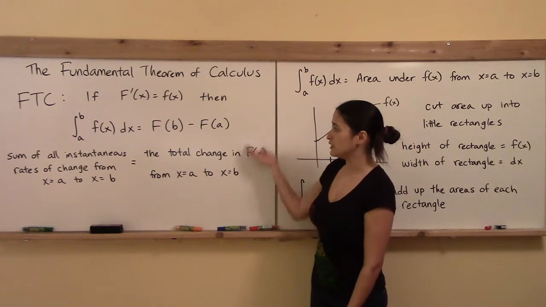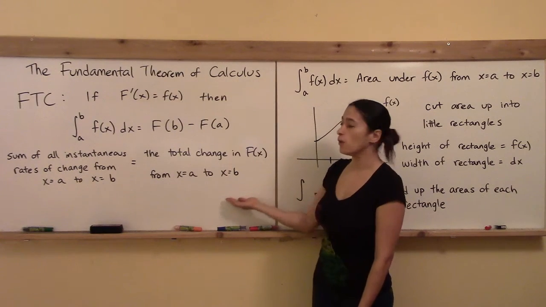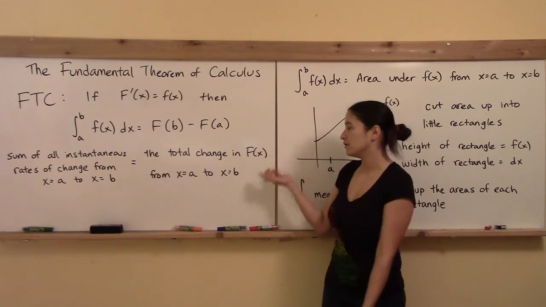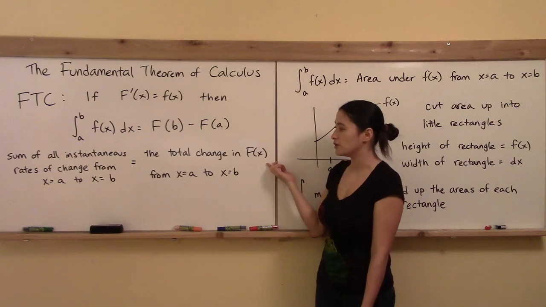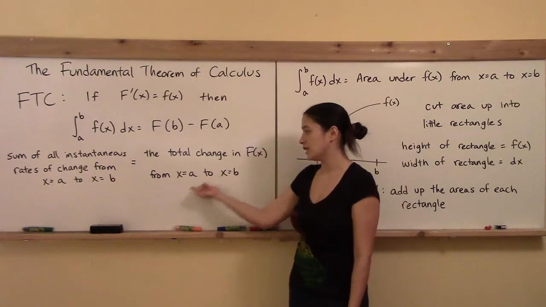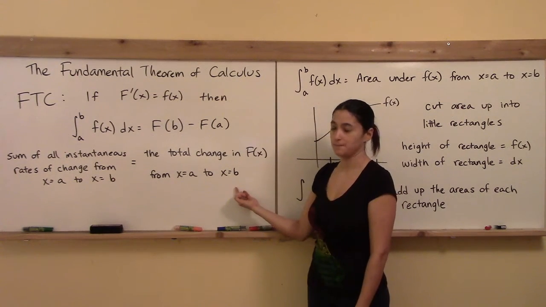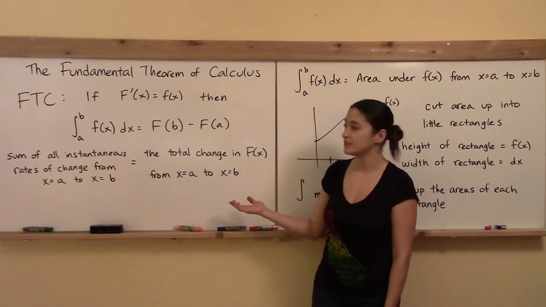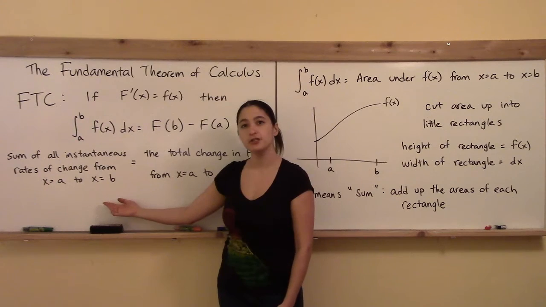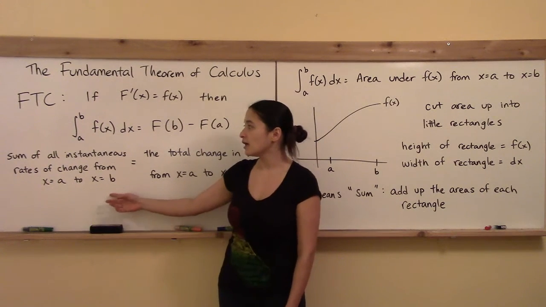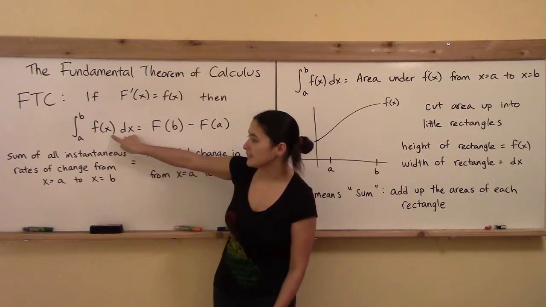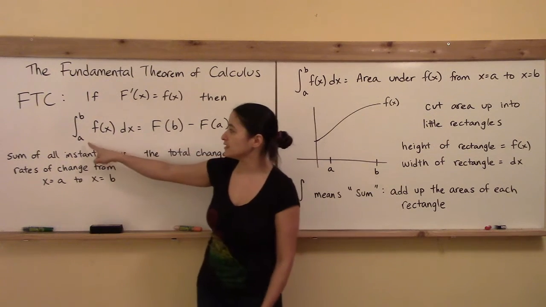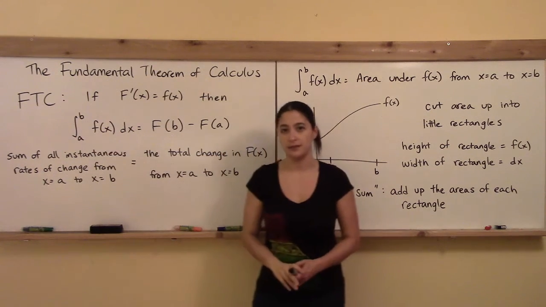So in words, the expression on the right here is the total change in our capital F of x, our total function, from the point where x equals a to the point where x equals b. Alright, so that total change can also be represented over here in integral format as the sum of a bunch of instantaneous rates of change from x equals a to x equals b.